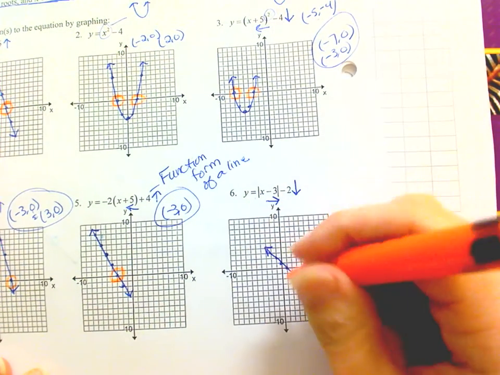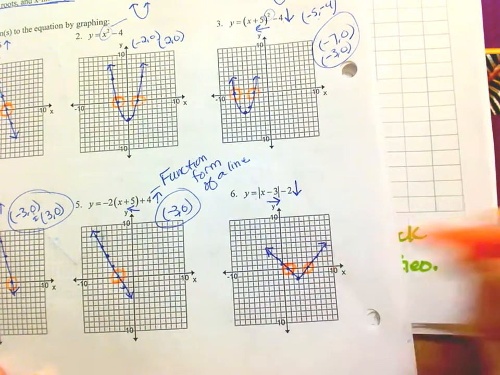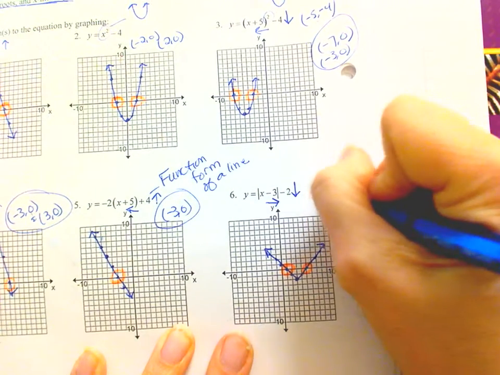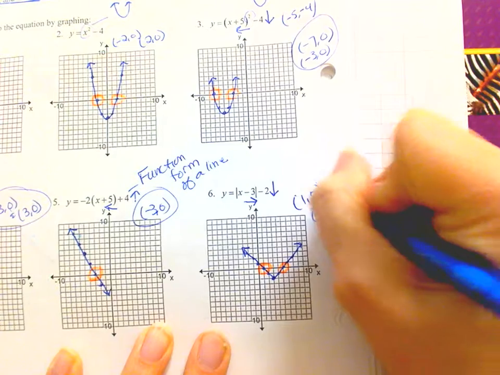And then where does it cross the x-axis? It looks like positive 1 and positive 5. Again, though, those are always ordered pairs. Those are specific points. 1, 0 and 5, 0.